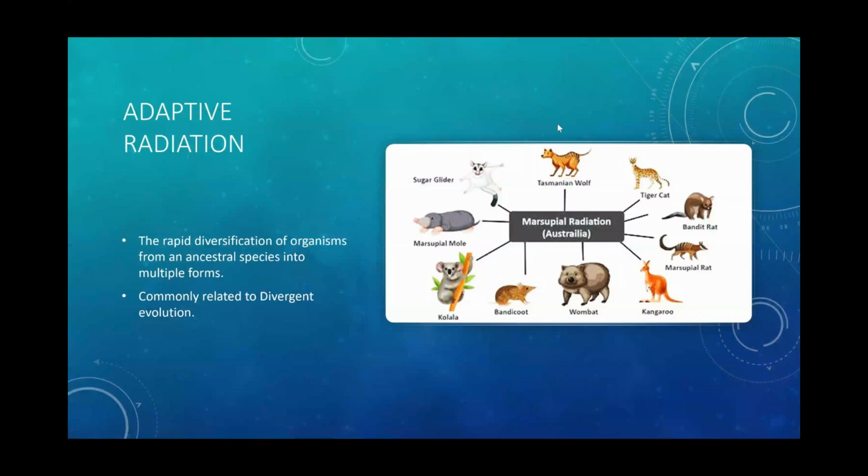Adaptive radiation. Adaptive radiation is a form of speciation in which the rapid diversification of organisms from an ancestral species into multiple species or forms occurs. It's commonly related to divergent evolution. As we can see here with the radiation of marsupials, one ancestral species became all of these species through speciation. Or another famous example would be the Galapagos finches.